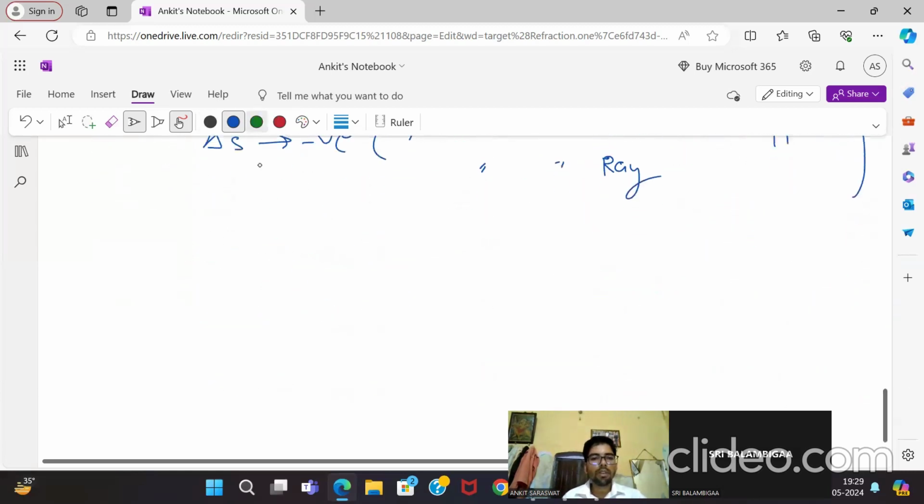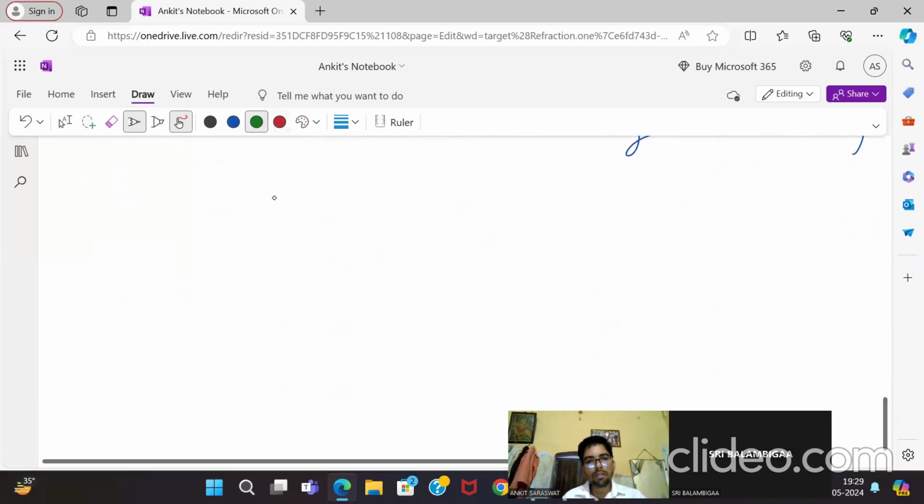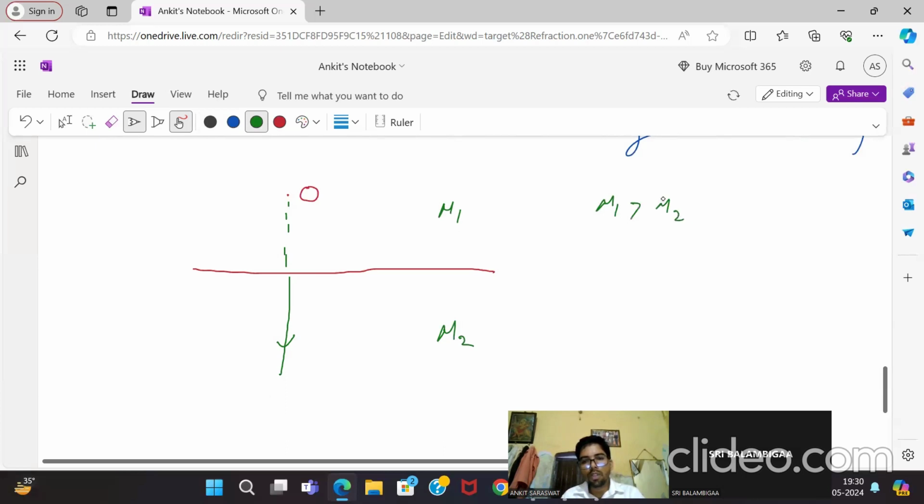Let's see. This object is placed in a denser medium here. But if the object is placed like this, if the object is here, from this object you will draw two rays like this. Let us suppose this is mu1 and mu2. Then mu1 is more than mu2.